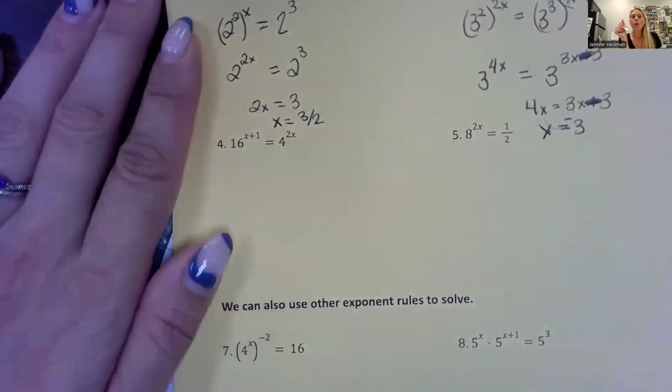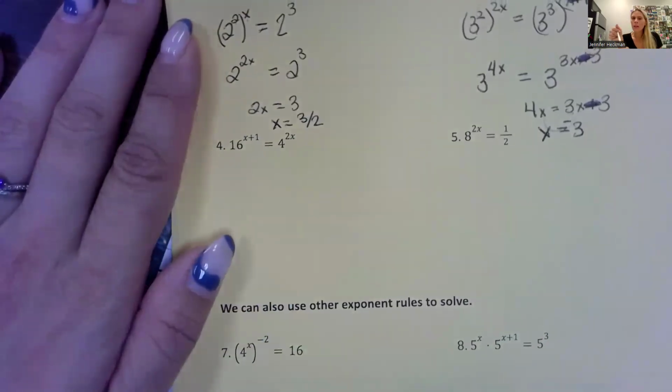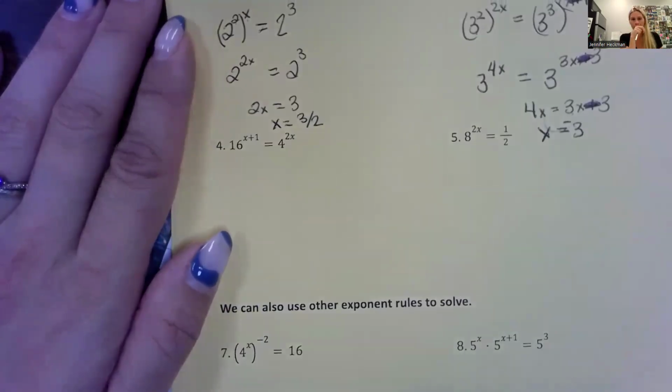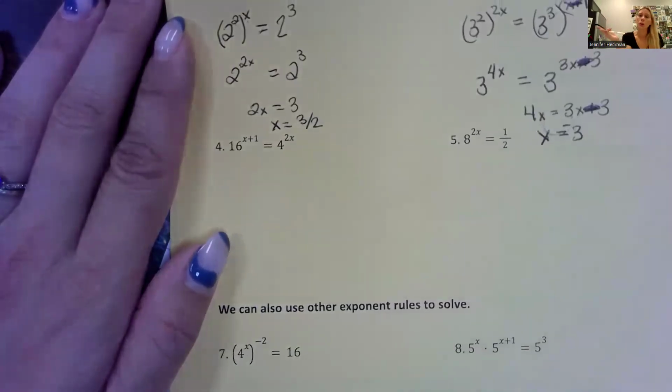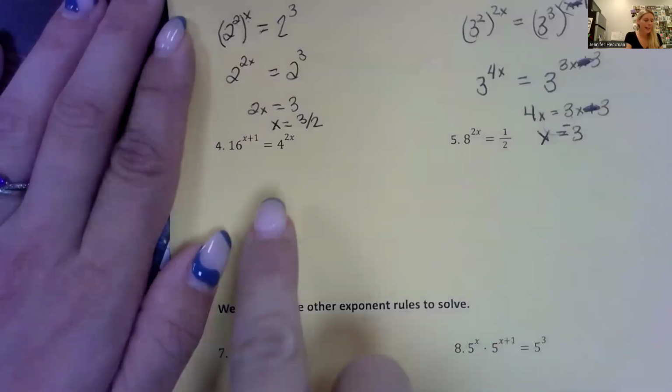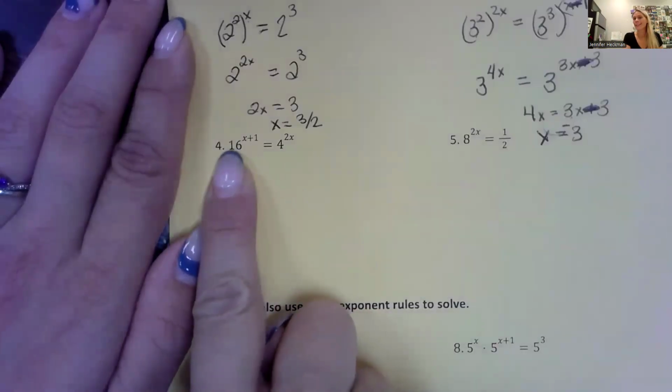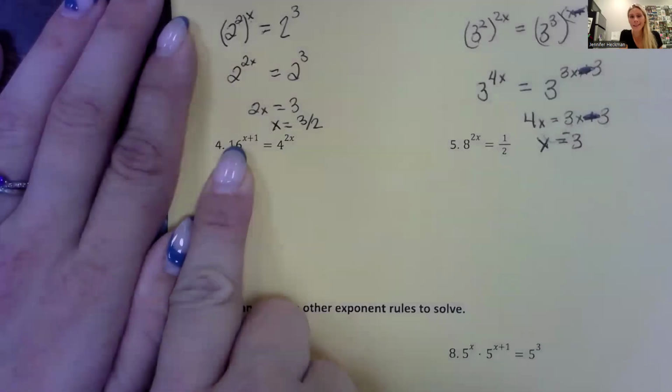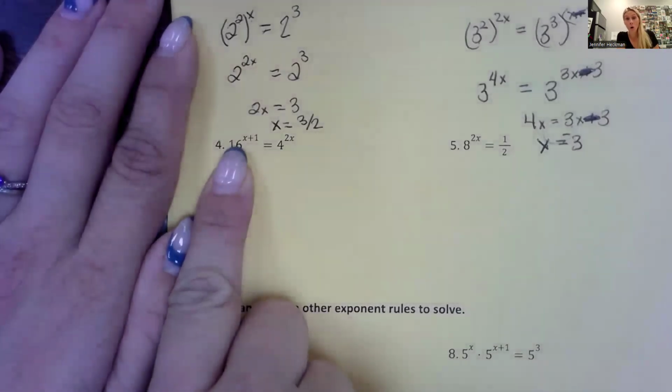Now, number 4 here, 16x plus 1 equals 4 to the 2x. What do they have in common? Okay, well, actually, they have two things in common. So you get to choose what you want to do to change your base. The easiest one right now is I know 4 times itself is 16. So I'm going to keep it in the base of 4.